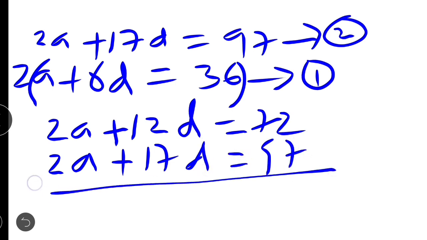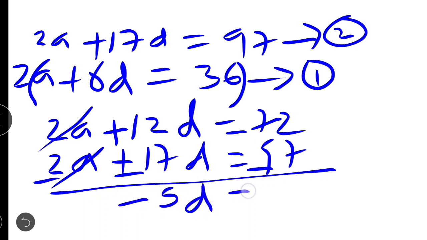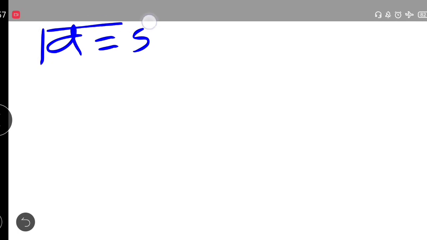Then change the signs. All are positive, so they will become negative. Both A terms are cancelled. 12D minus 17D is minus 5D. It is equal to 72 minus 97. So 97 minus 72 is 25. So minus 5D equals minus 25. Then D equals how much? Yes, 5 is the D value.